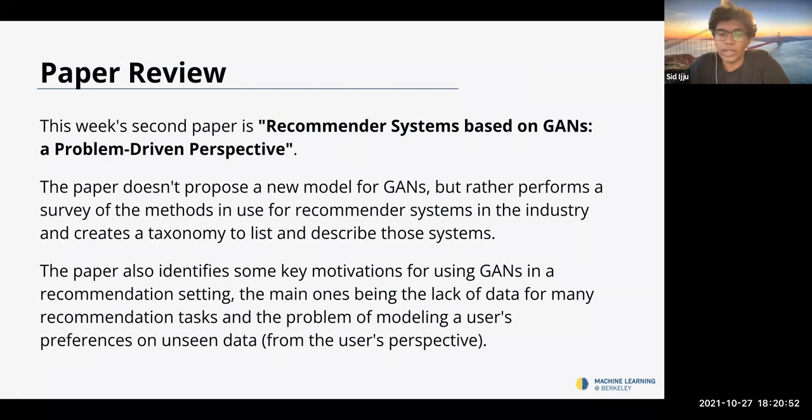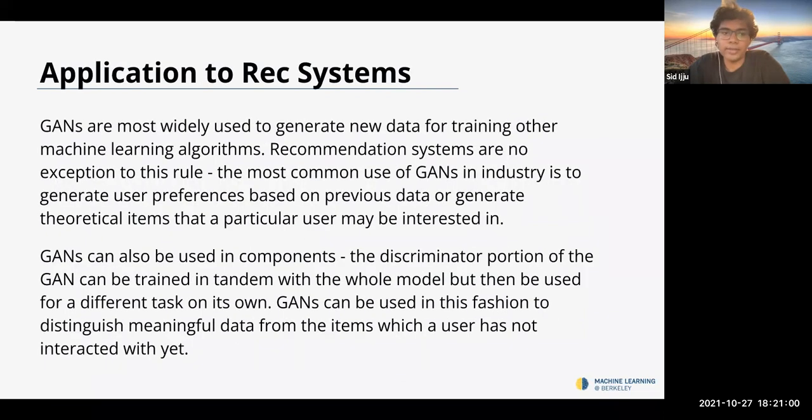You could also use it to model users' preferences on unseen data from the user's perspective, because you could just generate what the user could do. The main reason they're used is that they can generate new data for training other machine learning algorithms. Recommendation systems obviously are not an exception to this. The most common use you find for GANs in industry is to generate user preferences based on previous data, or to generate theoretical items that a user may be interested in based on their past interests.